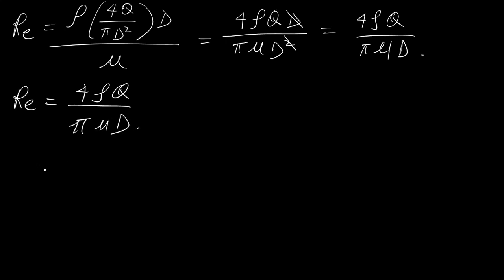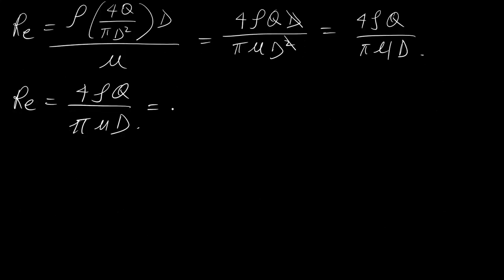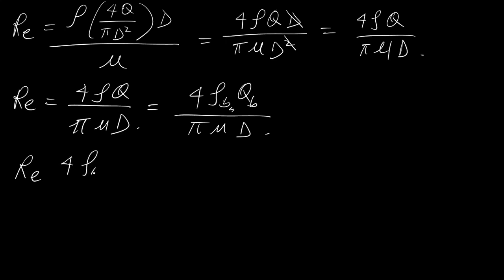Now from equation 3, we know that the product of the density and flow rate at any condition is equal to the product of density and flow rate at the standard condition. So we're going to replace this with 4 times the density at the standard condition times the flow rate at the standard condition divided by pi mu d. So we have gotten this whole thing in this form. Now when you check the values given, density was not given. Now we need to change this density in the form of, so let me just write that we have gotten the fourth equation.